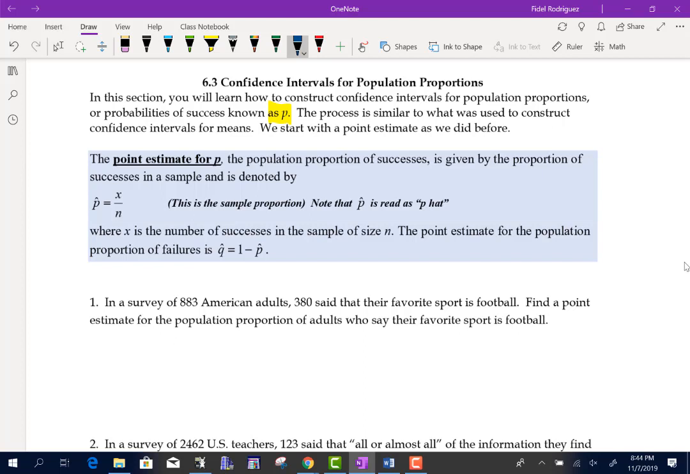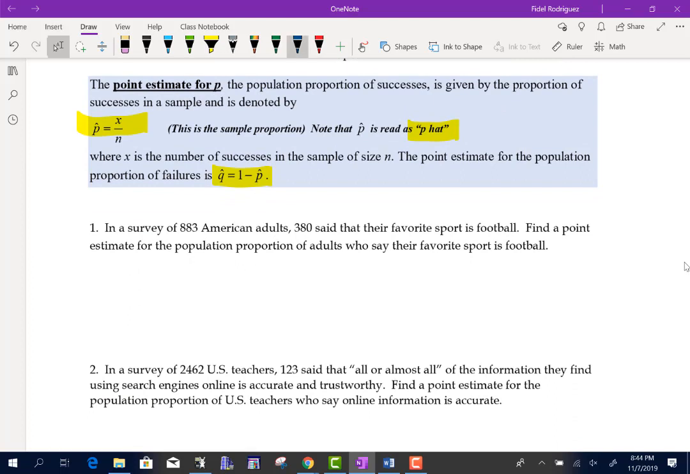Okay. So the point estimate for the population proportion of successes is given by the proportion of successes in the sample. Guys, the way we read this little P with the little arrow on top is P hat. It's got a little hat on there, okay? So P hat, where X is the number of successes and the sample size is N, and the point estimate for the population proportion of failures, Q hat, is equal to 1 minus P hat. Okay, so look, let's see if we can figure this thing out here.